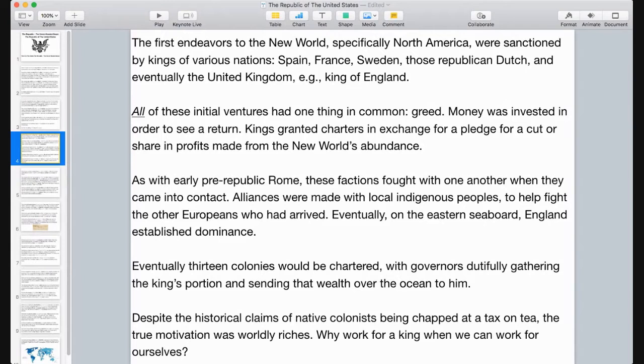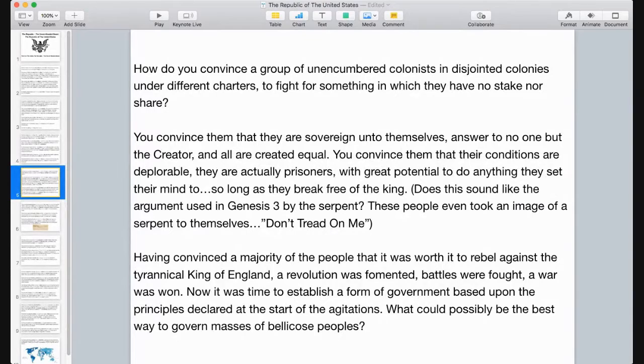Eventually, 13 colonies would be established, with governors dutifully gathering the king's portion and sending that wealth over the ocean to him. Despite the historical claims of native colonists being chapped at tax on tea, the true motivation was worldly riches. Why work for a king when we can work for ourselves? How do you convince a group of unencumbered colonists in disjointed colonies under different charters to fight for something in which they have no stake nor share?